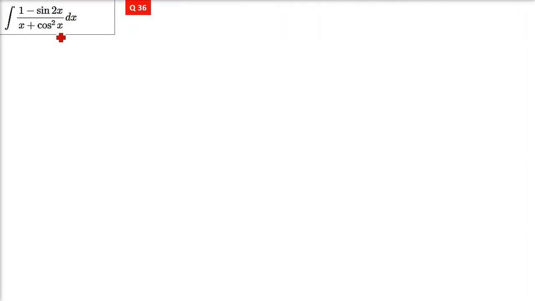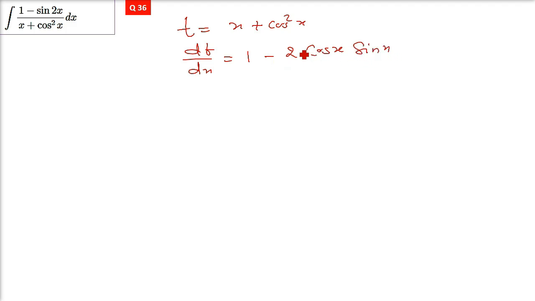Next, this type of question I think we have already done. So just take this x plus cos square x as t. When you differentiate this, dt by dx, x gives 1, cos square x will be 2 cos x, and cos x differentiates to minus sin x. So I'm writing negative here. 1 minus 2 cos x sin x, so you can just write it as 2 sin x cos x, which is sin 2x.